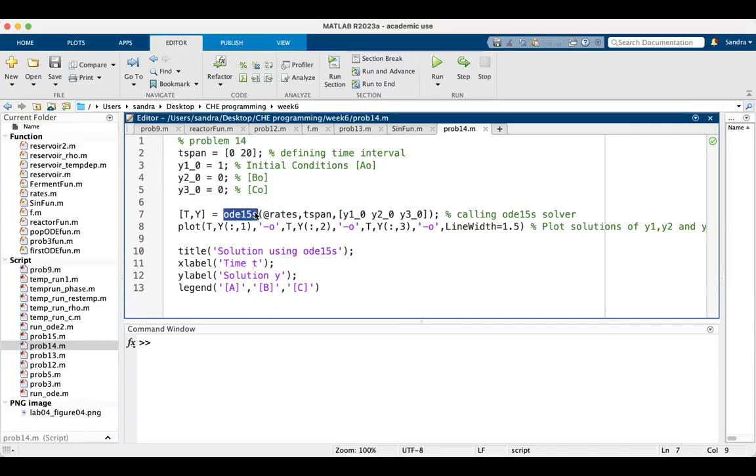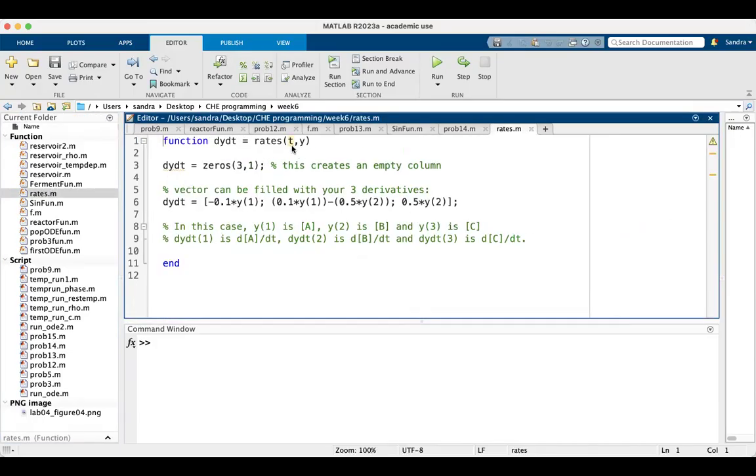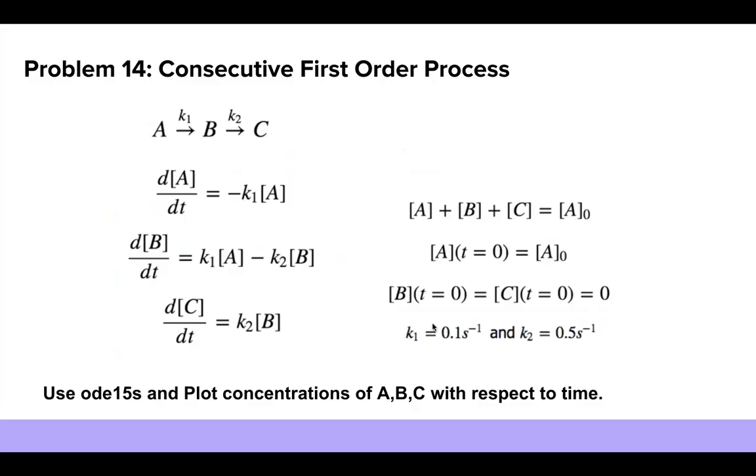Now for ODE 15s I have a function called rates. Rates takes T and Y. And the first, Y1, corresponds to A. Y2 corresponds to B and Y3 corresponds to C. The order has to be very specific. So this is your first equation. This is 0.1 A. Is this right? Let us just check. Yes. The equation has K equal to 0.1, so it is minus 0.1 A. Second equation should be 0.1 A minus 0.5 B. So let's check if it is right.